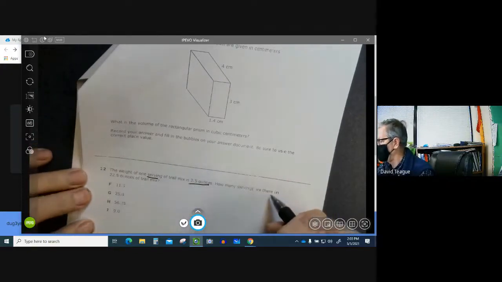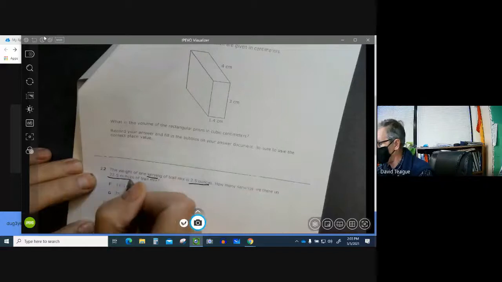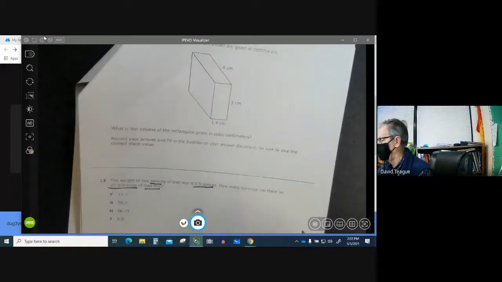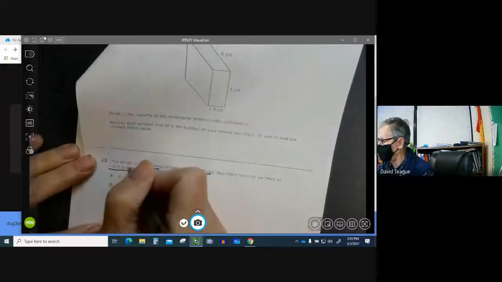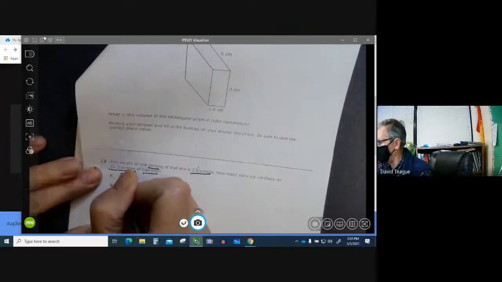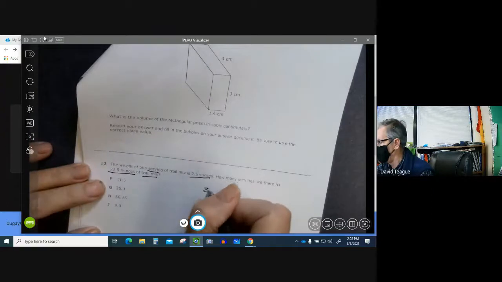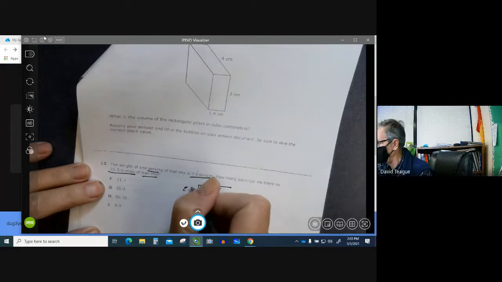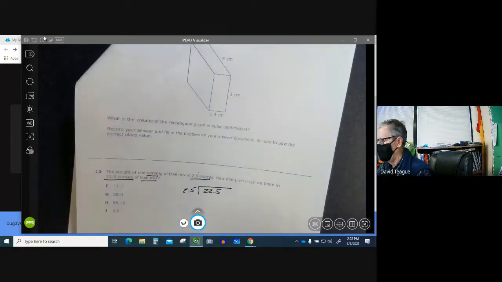How many servings are there in 22.5 ounces of trail mix? Right? So this is your total, and you want to know how many of these you can get out of that. So it's basically 22.5. You put that in the doghouse and you divide by 2.5. Okay?